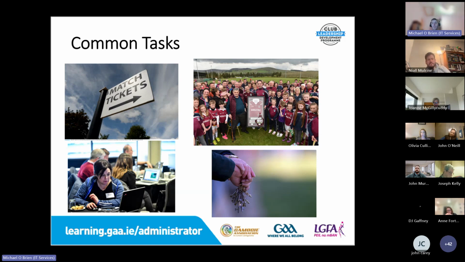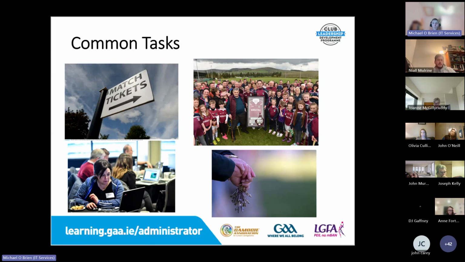Is there any other common tasks people can think of that they have already completed or are planning to complete as club chairperson going forward? And you can write into the chat just to get some ideas going. You could be selling lotto tickets or doing a 50-50. You could be organizing county players to come to a fun day or the last underage training session of the year. They're all just simple tasks, and they could be endless. And I'm sure everybody here has had some experience in terms of what tasks they've been involved in.